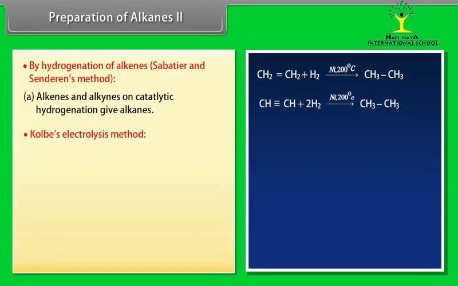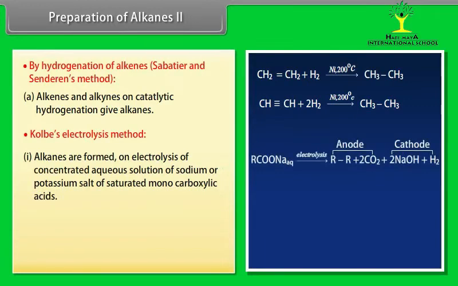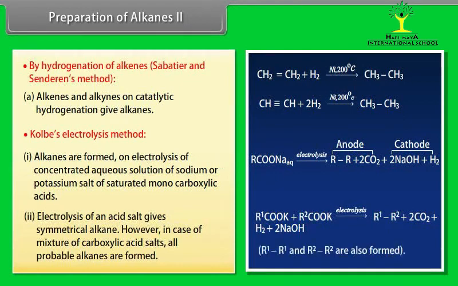Kolbe's electrolysis method. Alkanes are formed on electrolysis of a concentrated aqueous solution of sodium or potassium salt of saturated monocarboxylic acids. Electrolysis of an acid salt gives a symmetrical alkane. However, in case of a mixture of carboxylic acid salts, all probable alkanes are formed.